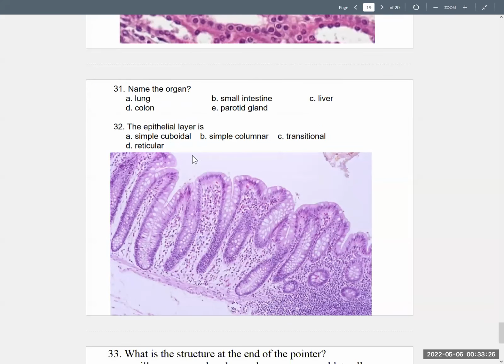Now you saw this picture today. What's the organ that this was taken from? Notice the large number of goblet cells producing a lot of mucus. Is it the liver? No. Small intestine? Colon? It's the colon. I think I heard that in the mix there. It's the large intestine.